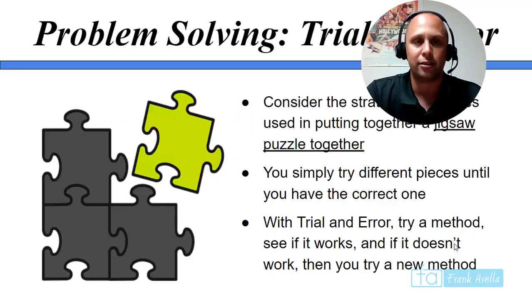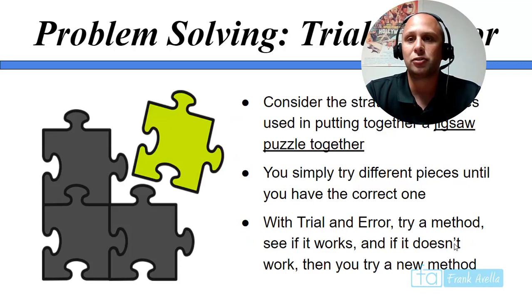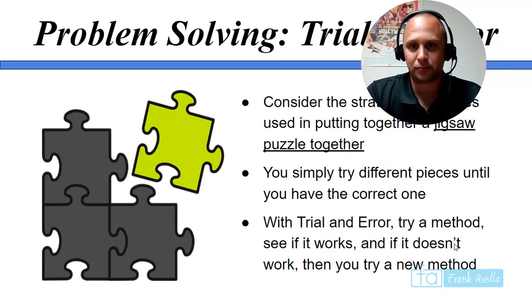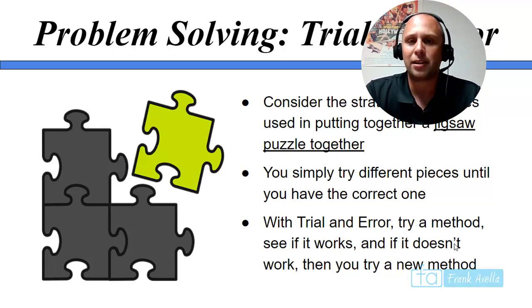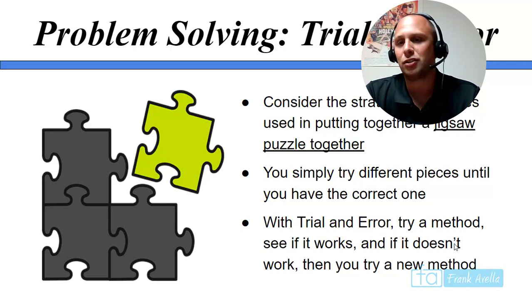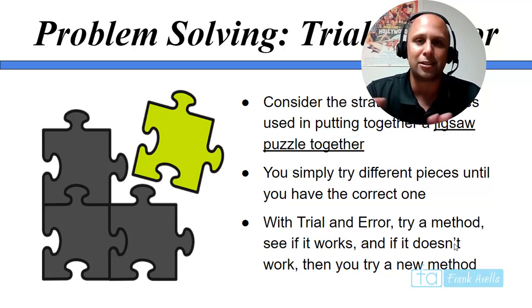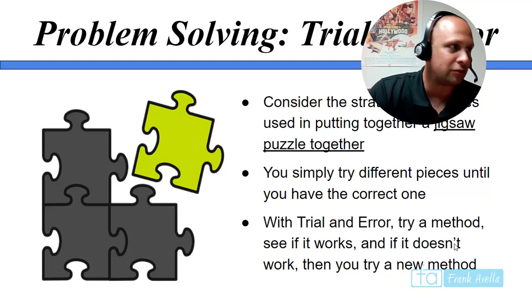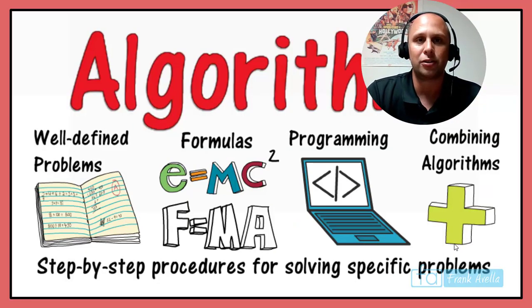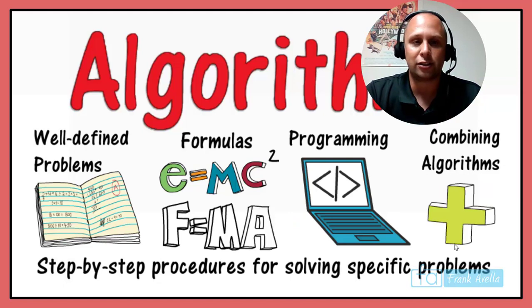That's your trial and error. Consider the strategy sometimes used in putting together a jigsaw puzzle. You simply try different pieces. With trial and error, try a method, see if it works, and if it doesn't work, you try a new method. You can also apply this to methods, not just in an object or things like that. Try different methods for solving problems. Trial and error, that's a good one.